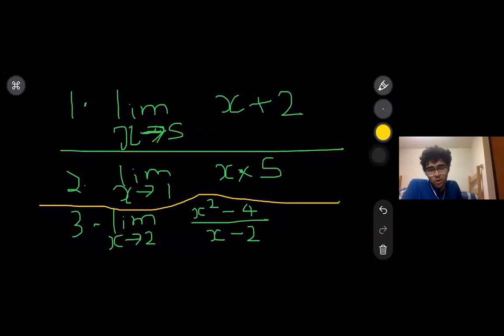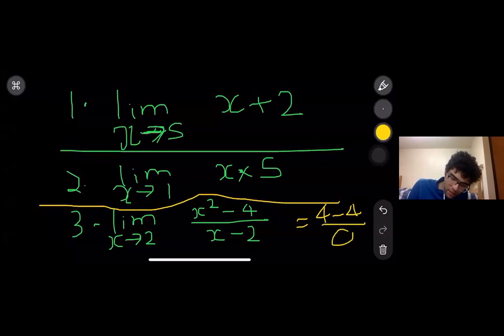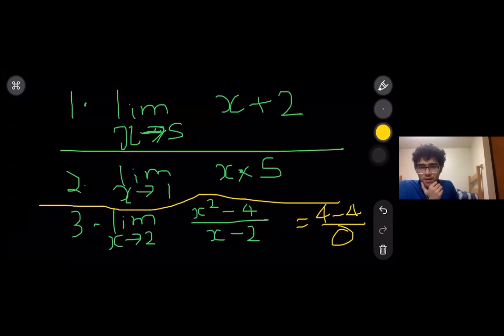Let's directly substitute x equals 2. We'll get 4 minus 4 divided by 0. Oops. Division by 0 is illegal. It's out of bounds. So can we have a solution to that third question at all? As x is approaching 2, what happens to x squared minus 4 divided by x minus 2?